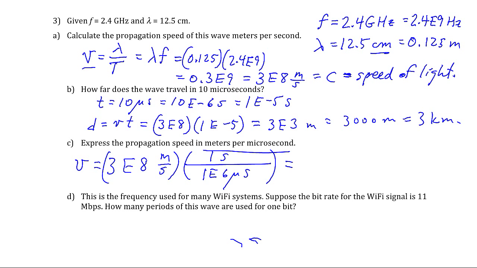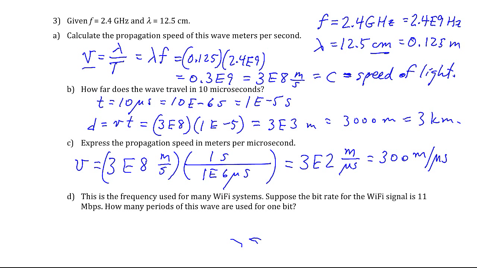And what I have here is 3 times 10 to the 8th divided by 1 times 10 to the 6th. 8 minus 6 is 2. 3 divided by 1 is 3. So I get 3 times 10 to the 2 meters per microsecond. And this is 300 meters per microsecond. Sometimes we use this value as a convenient way of expressing the speed of light, 300 meters per microsecond.